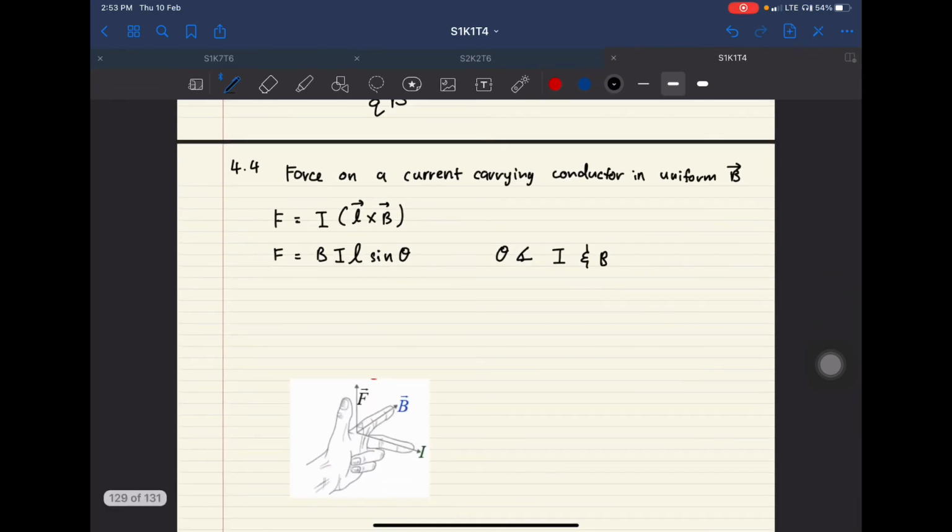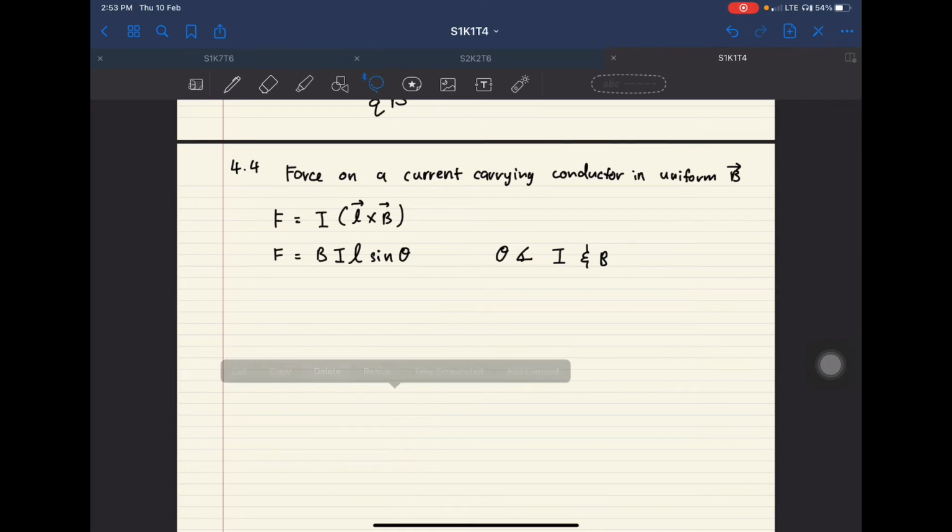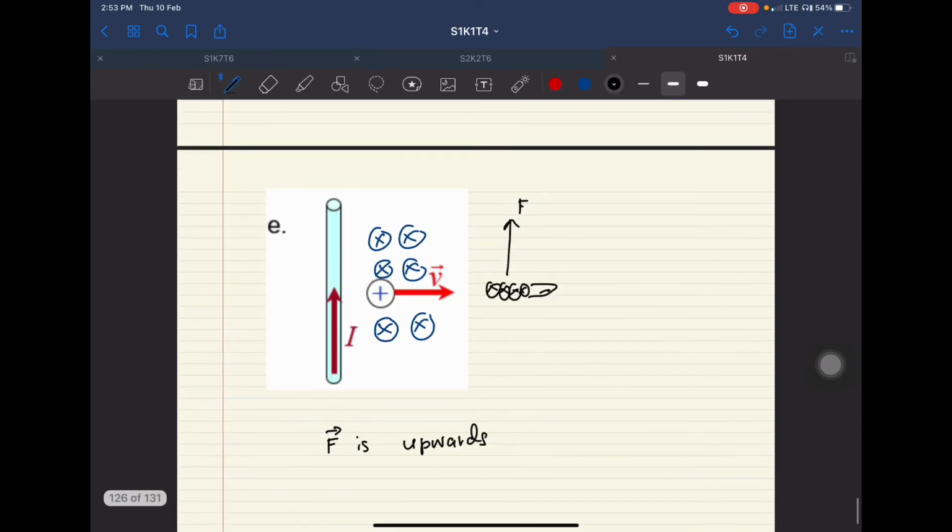Now moving on to 4.4. I erased this because it is from the notes and I don't want to use this method. 4.4 is about force on a current carrying conductor in a uniform magnetic field. So what does it mean? Let's say I have a uniform magnetic field, copy again this diagram.